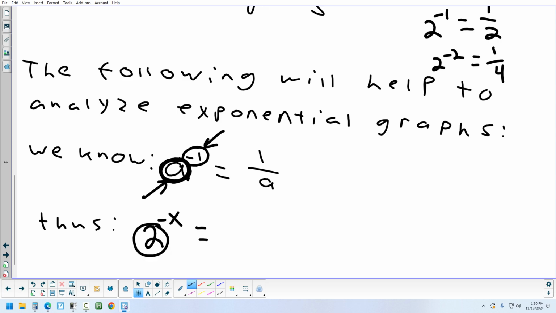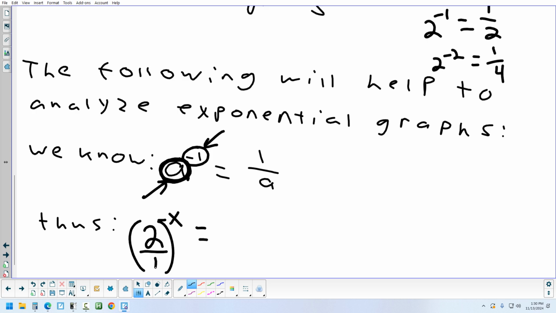Where'd the 1 come from? There's only one x. Well, okay, write your base as a fraction. How do you write 2 as a fraction? 2 over 1. Okay. So now, when you rewrite it, take your base and flip it.